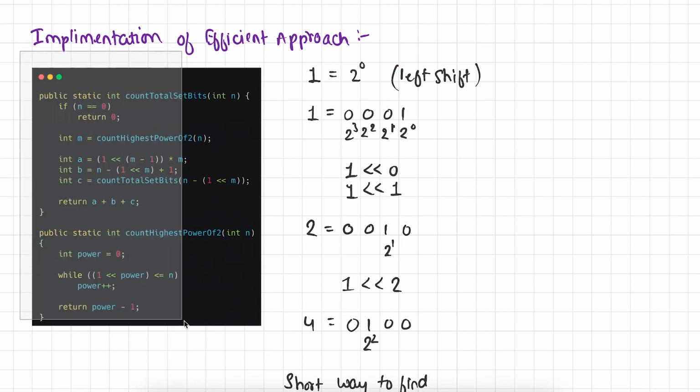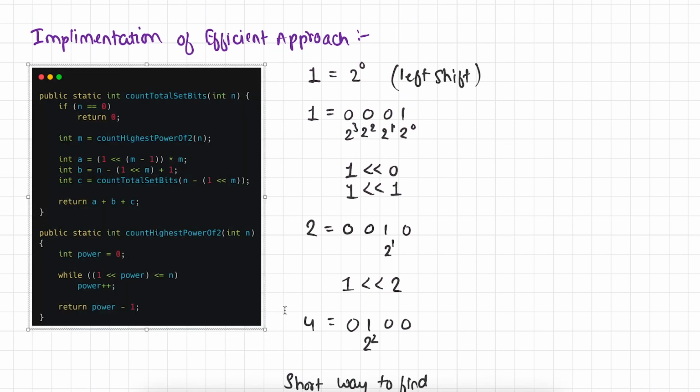So this is the efficient approach we talked about. Here we have a function countTotalSetBits, and this function is taking n as input. The first if condition is our base condition, where we are checking if n is equal to 0, then simply return 0. After the if condition, we are counting the highest power of 2, right? And as you can see in this code, I have used a left shift operator so many times. So let's first understand what this left shift operator is doing here.